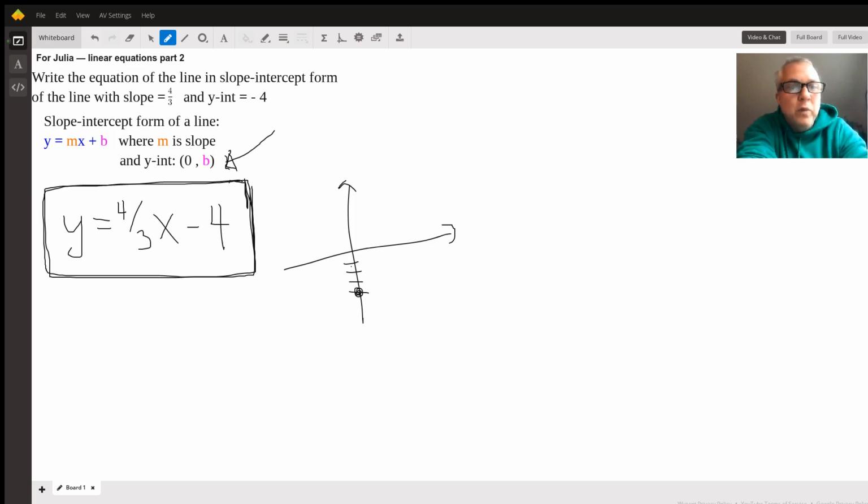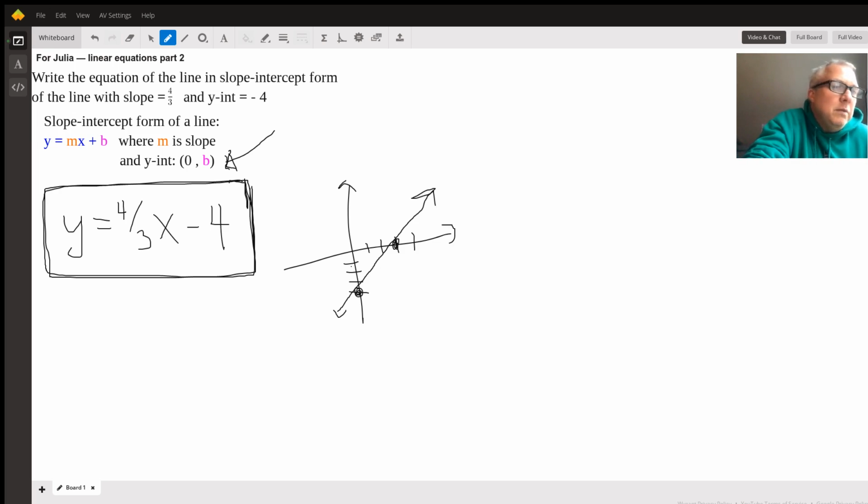This has a slope of 4/3, which means it's increasing at a rate slightly faster than 1. It means it goes up 4 every time it goes over to the right 3 units. So if we went up 4 and over 3 to the right from our y-intercept, we find another point on that line, and as long as we have 2 points, we can connect them with a straight line. That's what our graph would look like.